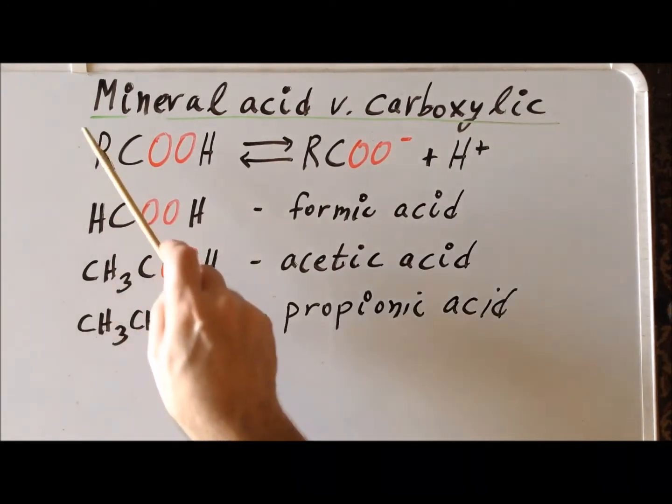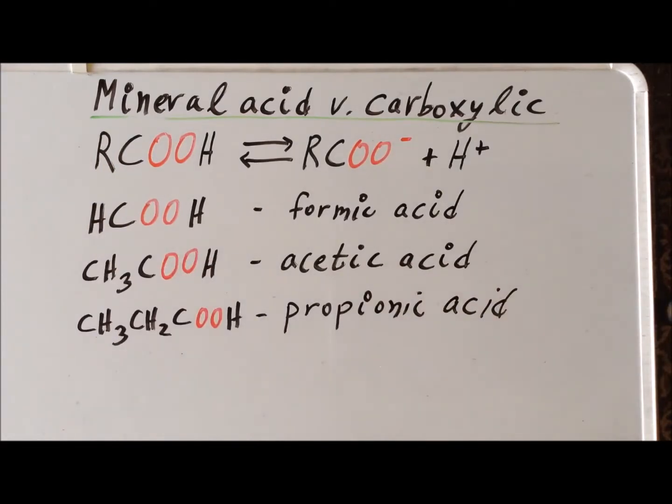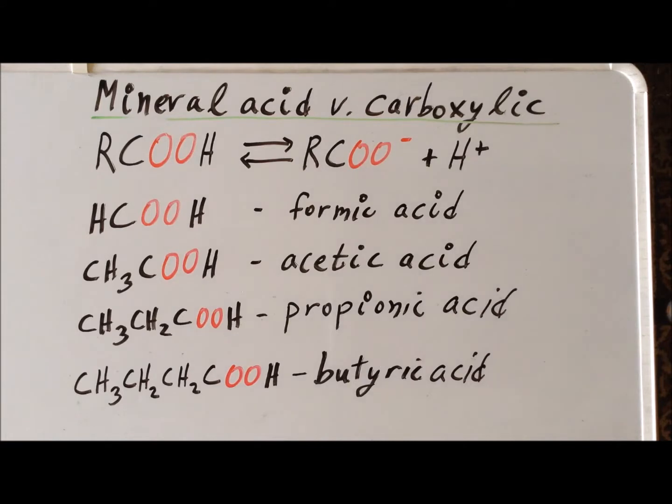If we enlarge the R group to ethyl, we now get an acid that has the IUPAC name of propanoic acid, but is commonly referred to as propionic acid. The fourth member of this group has an R group that is a propyl group, and this gives us butanoic acid, which is commonly referred to as butyric acid.